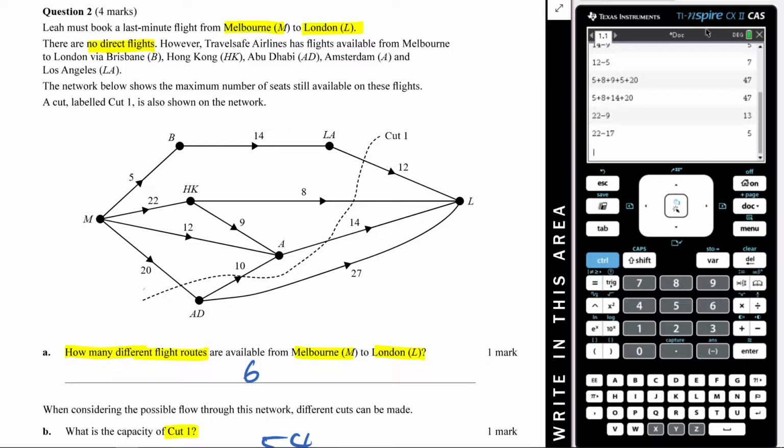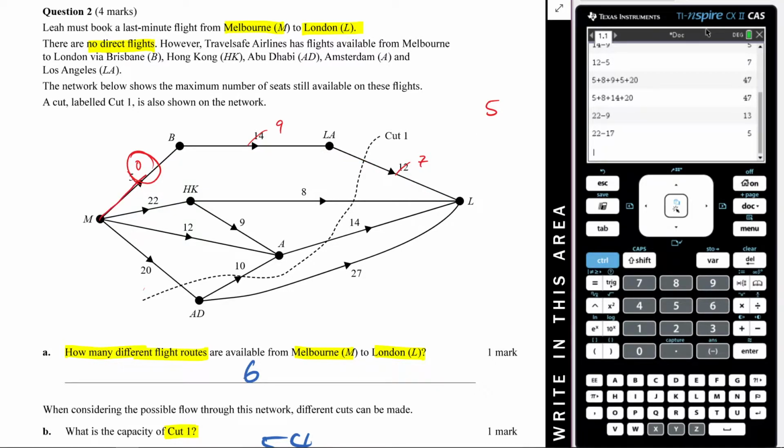What we're going to do is consider different pathways from Melbourne to London. So we can consider this pathway right here. You look for the smallest number on this pathway, which is 5. So I'm going to subtract everything by 5 here. So this will become 0, circle your 0. This will become 9, and this will become 7 if I subtract 5 there. You also want to keep a count of what it is you're subtracting. So I'm subtracting 5 there. And then you continue on.